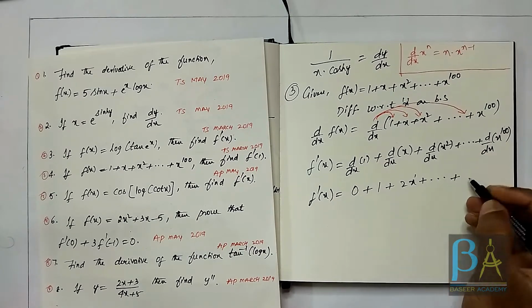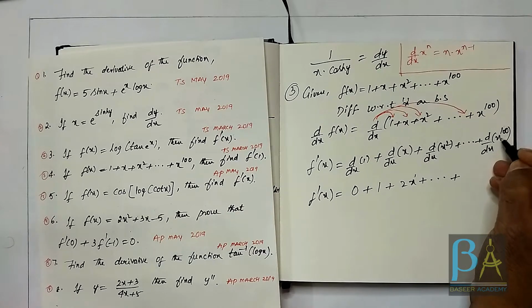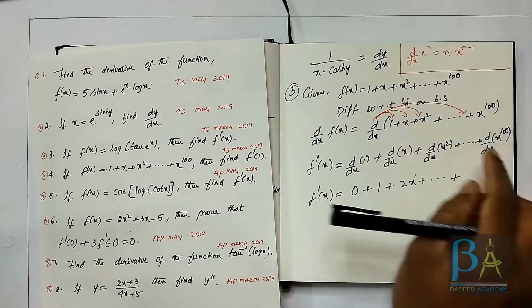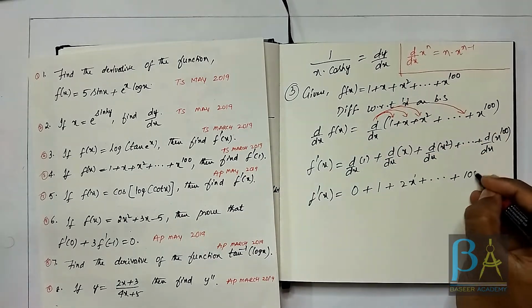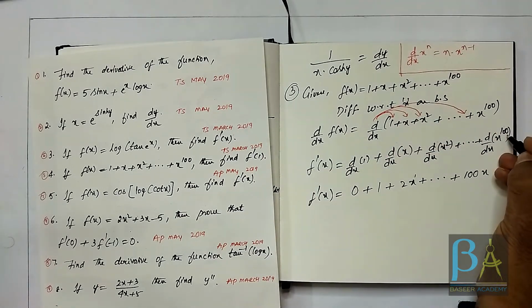So on till d by dx of x power 100. This is again in the form of d by dx of x power n. So the power 100 comes in the front, and then you have to subtract 1 from the power.